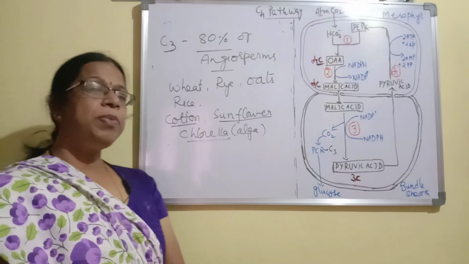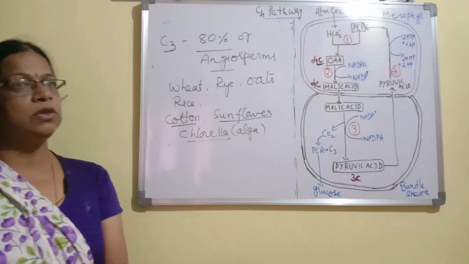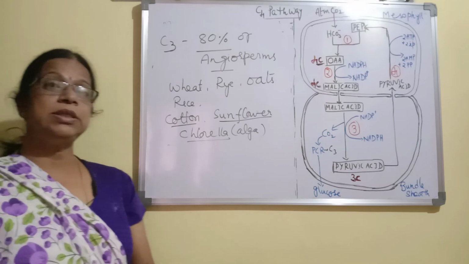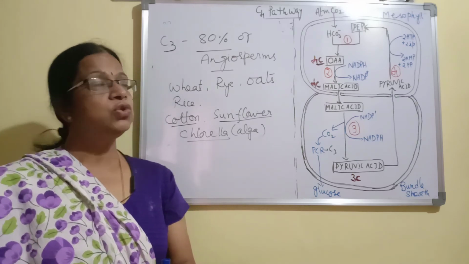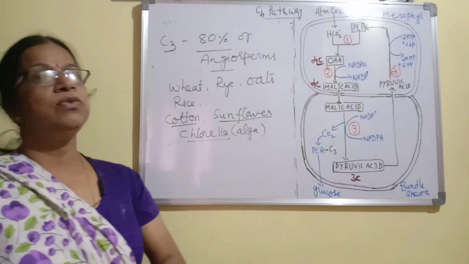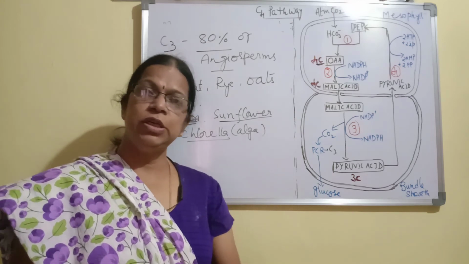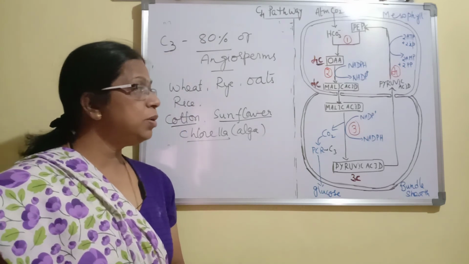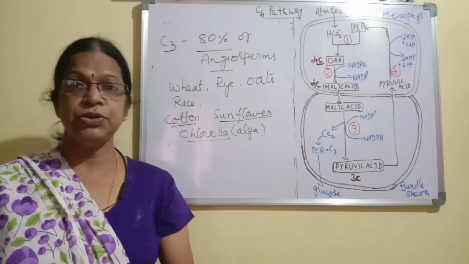And the C4 pathway is also found in both dicots as well as monocots. So with this I conclude the C4 pathway, children. I hope you have understood it. You have to write down the pathway properly, clearly, and understand.